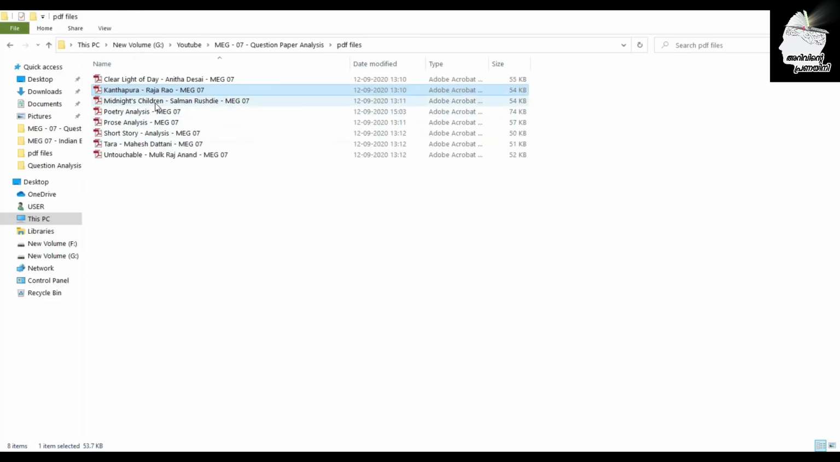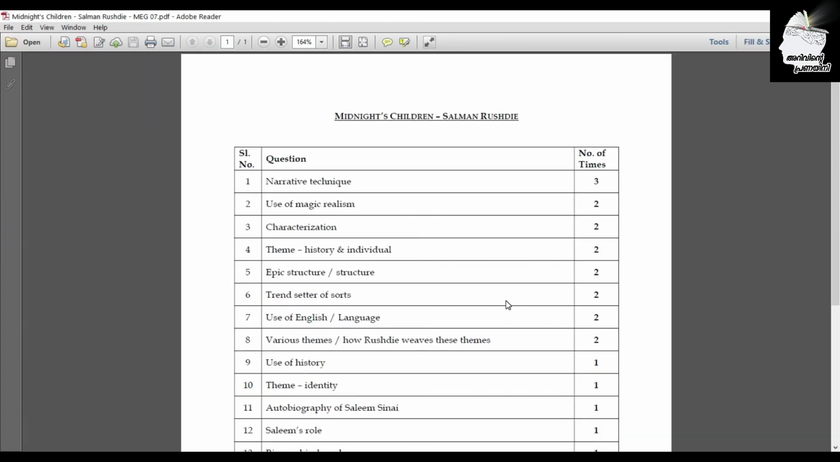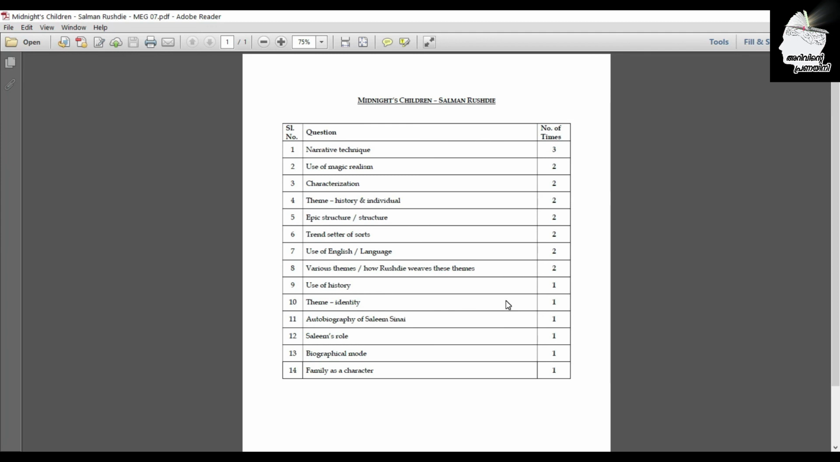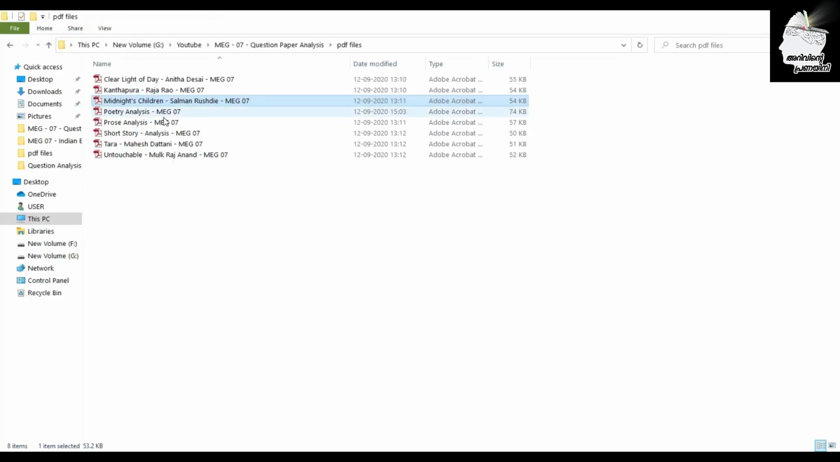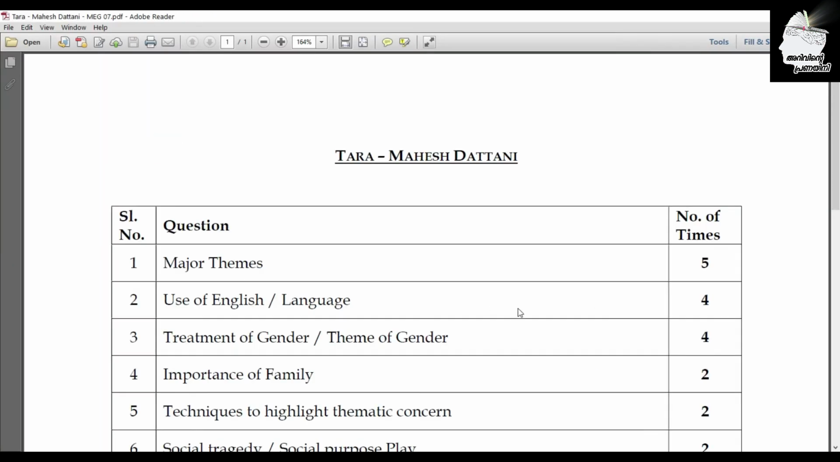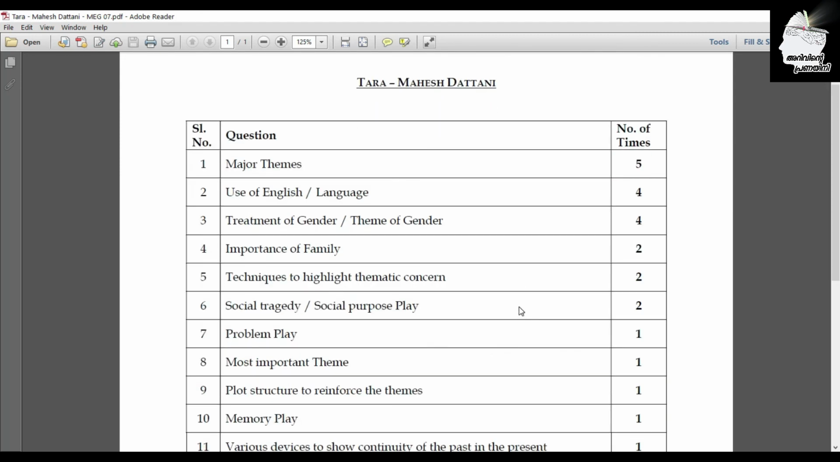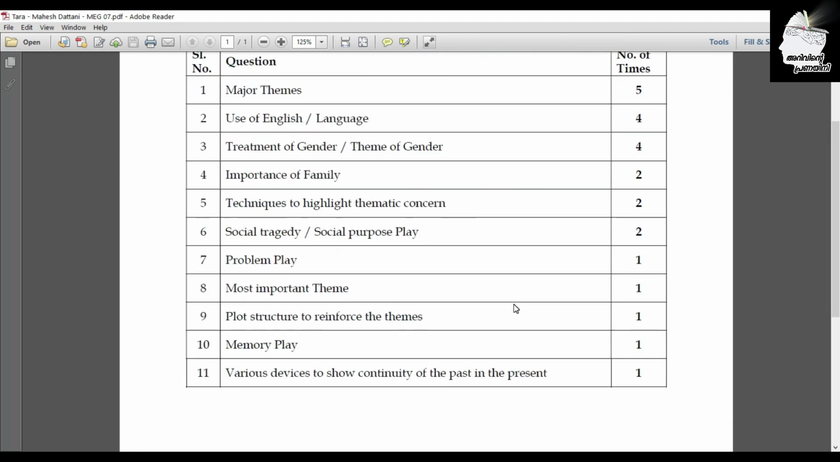Then Midnight's Children: narrative techniques, use of magic realism, then characterization, theme, all are listed here. Then you can find Tara: major themes, treatment of gender, importance of family. Likewise 11 questions are there.